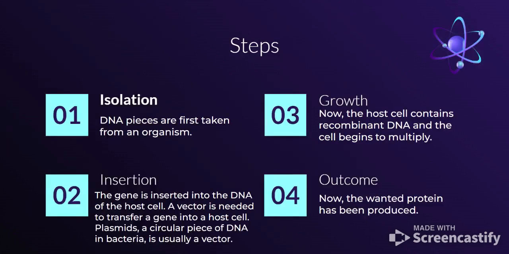Okay, so the steps of genetic engineering. First you have isolation, which is basically when DNA pieces are first taken from an organism, and then that gene is inserted into the DNA of the host cell. For this, you need a vector to transfer a gene, and usually a vector is a plasmid, which is like a circular piece of DNA in bacteria. After that, you have the growth step, which is when your host cell contains recombinant DNA, which is just DNA made from two different organisms, and then your cell begins to multiply. And then after this, your desired protein has been produced.